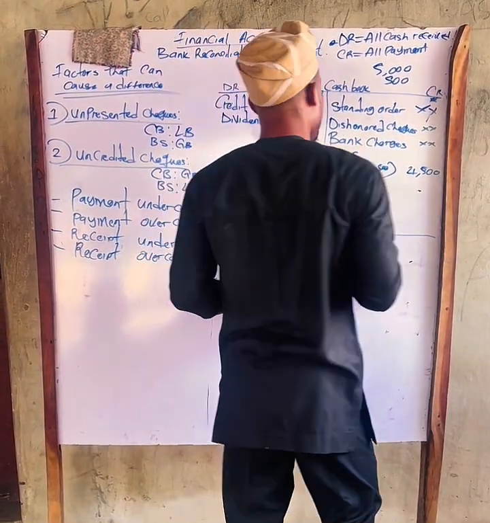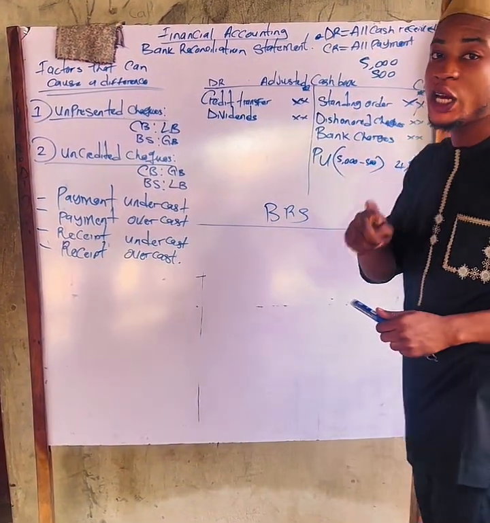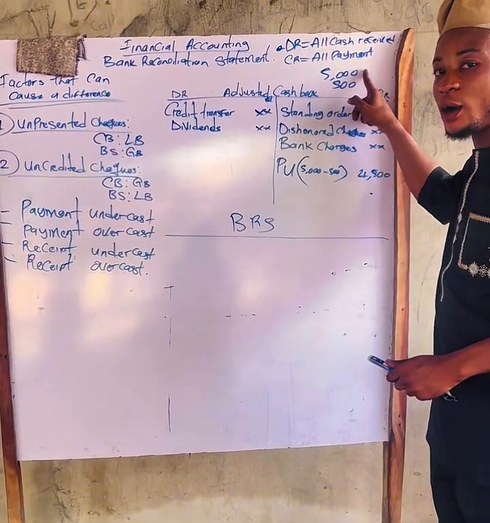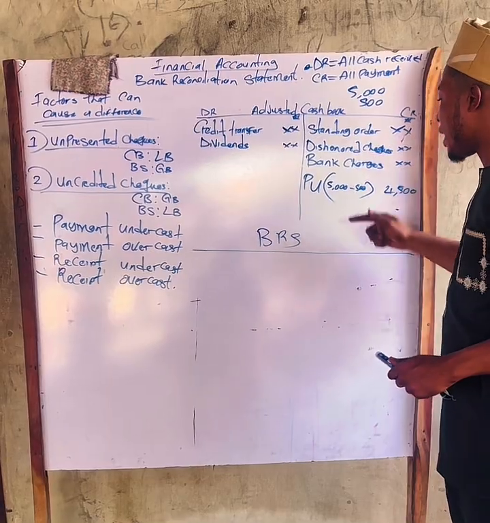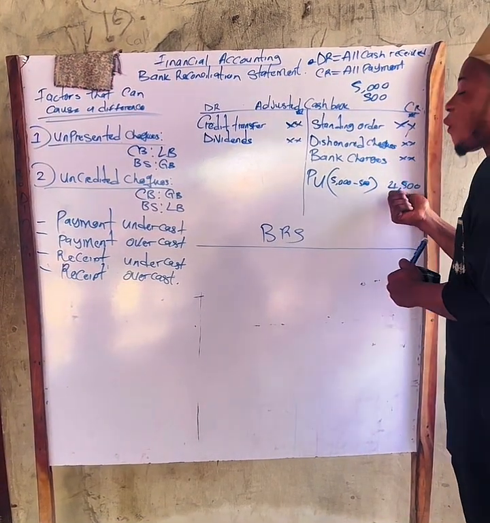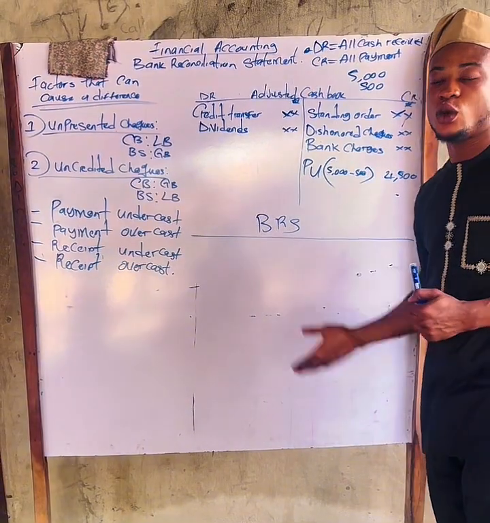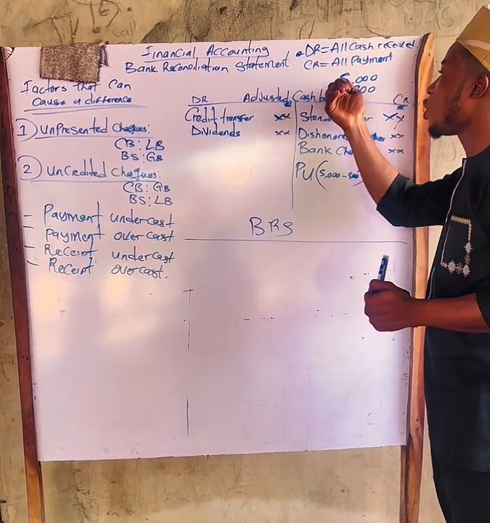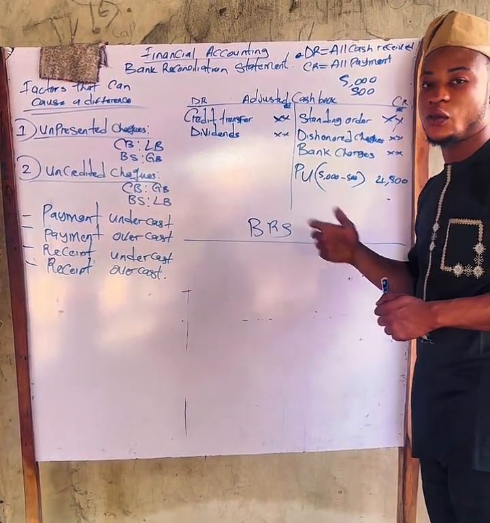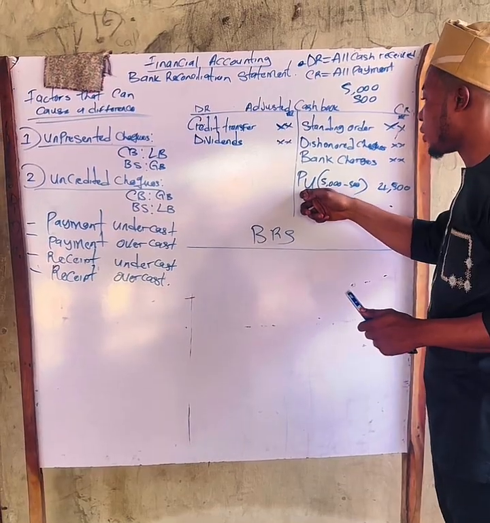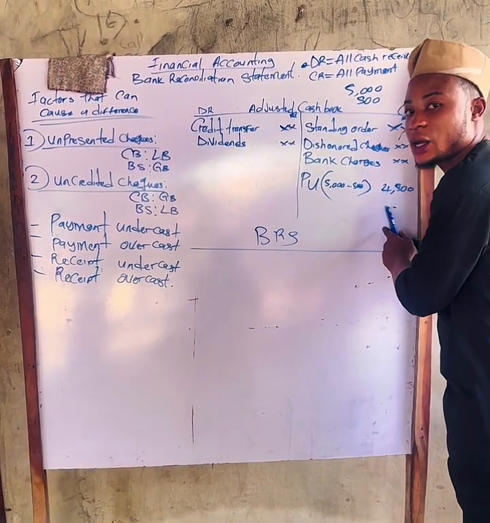Because initially you were supposed to record 5,000 naira, but the amount was understated by 4,500. So now you record 4,500 naira in order to sum up to 5,000 naira. So payment undercast is going to be on the credit side of the cash book.